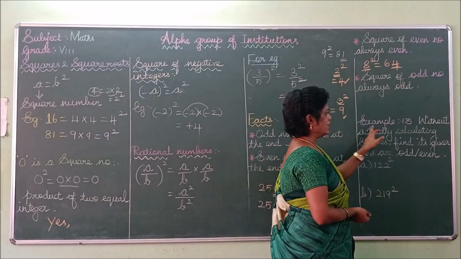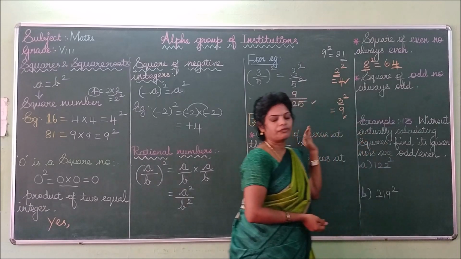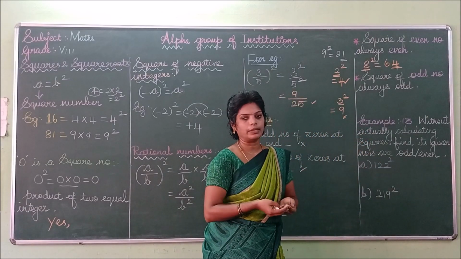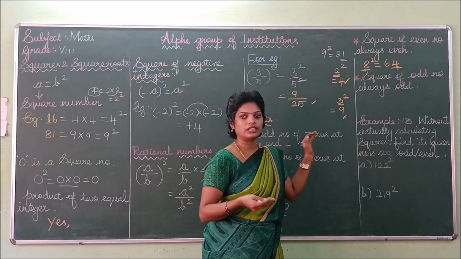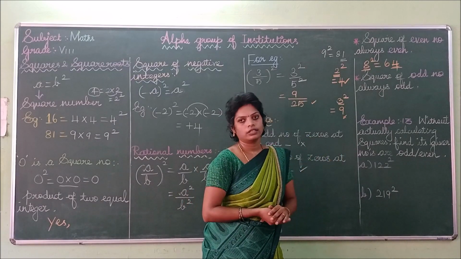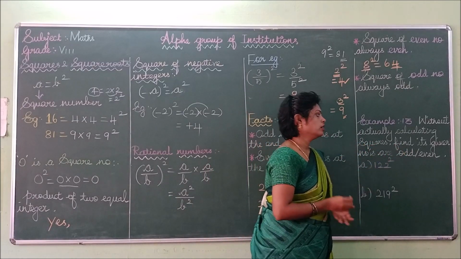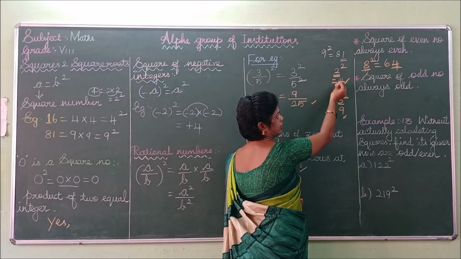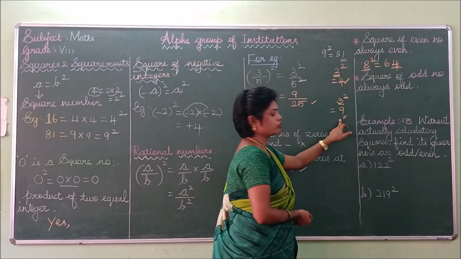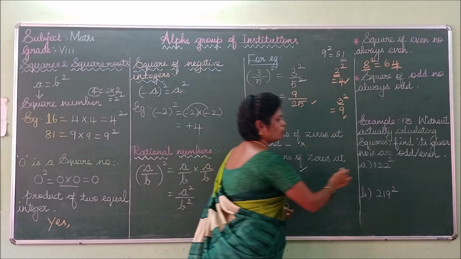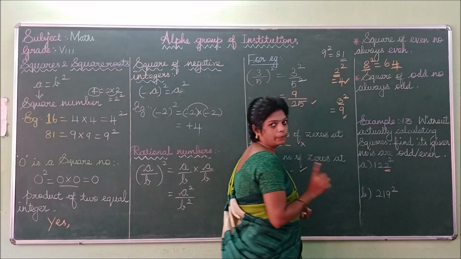Now look at the example. Example number 30. Without actually calculating. So these facts are not for solving the problem. Using this fact you can simply say whether it is odd or not. Find whether the given numbers are odd or even using the result. If it is even, your value will be even. If it is odd, your square number is also odd. So 122 square. Here you have to see the unit place only.